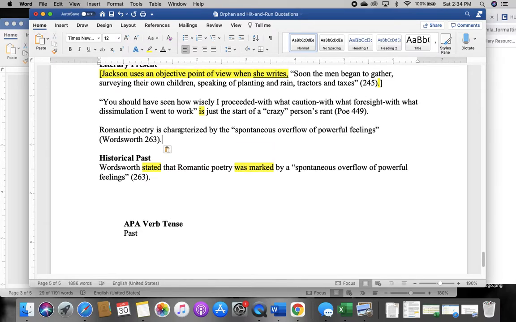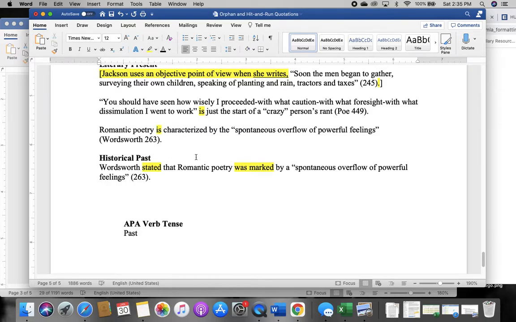So I was going to say was characterizing. It's not a was. It's not a historical past, because if you say romantic poetry was characterized, that makes absolutely no sense, because romantic poetry is a genre of texts, a genre of living documents that exists today. So it has to be in literary present. So that's why it is.